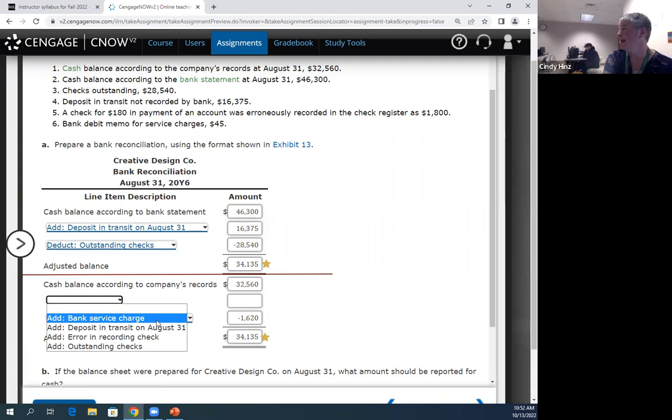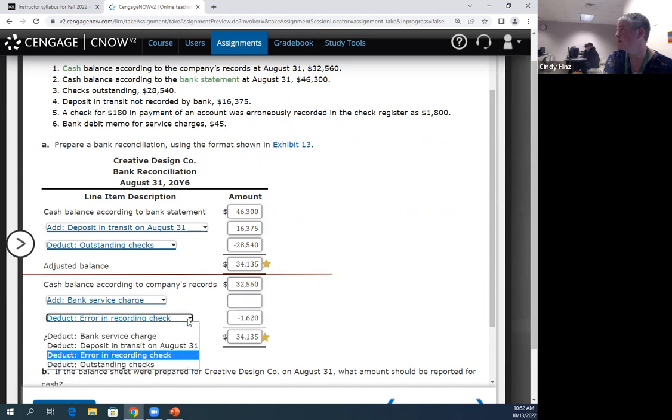Why does it say add bank service charge? Let me just track. Yep, go ahead. We have it wrong down there, according to this. It should be deduct service charge, and that should be 45. So I just put them in the wrong order. I think so. That's what it's saying.